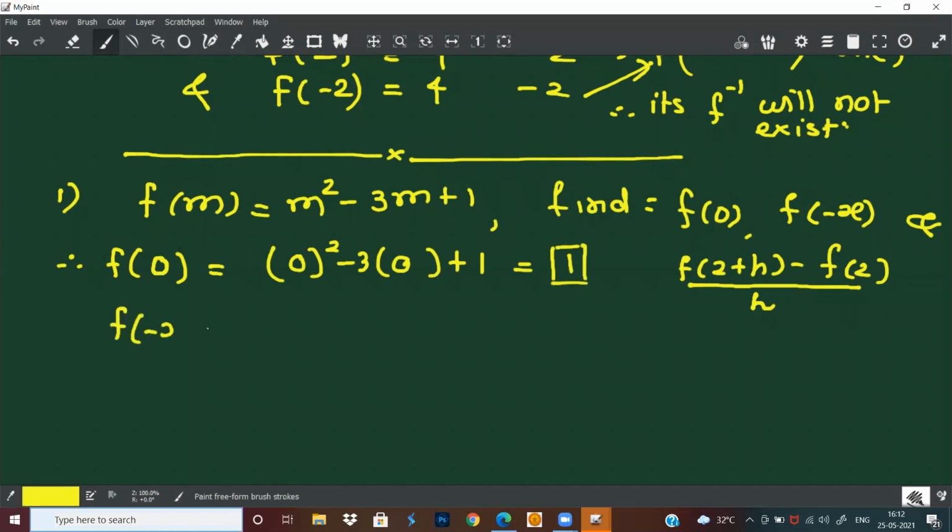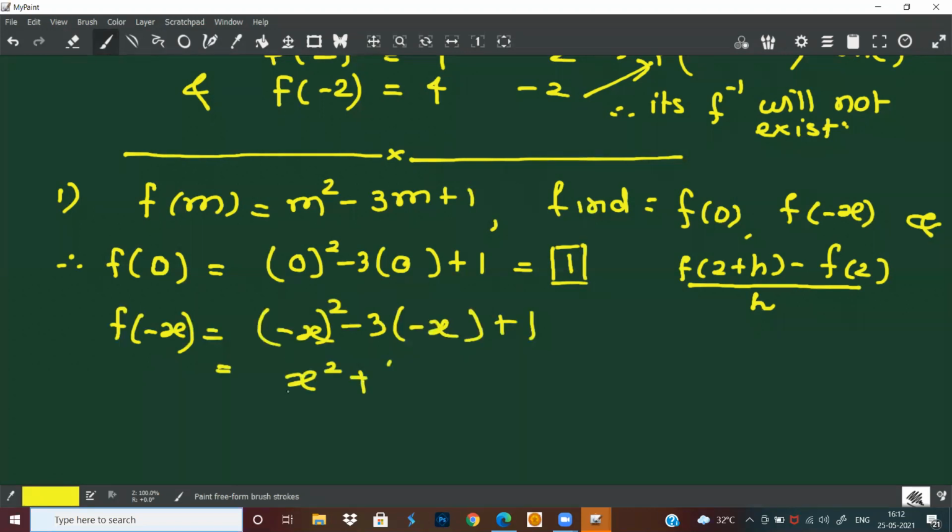If they ask you f of minus x, you will write like this, and if you want f of minus x, you substitute m के जगह minus x. So this is going to be x squared plus 3x plus 1. So this is your value of f of minus x.